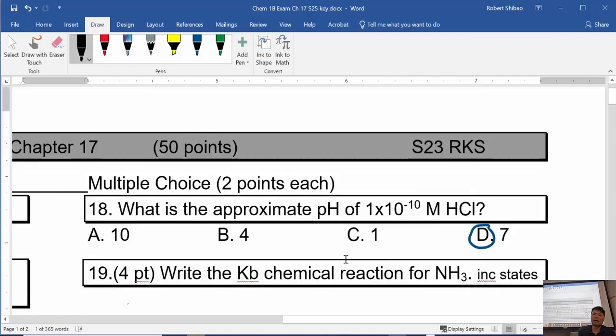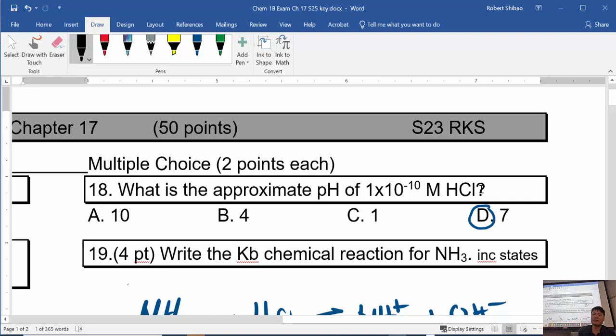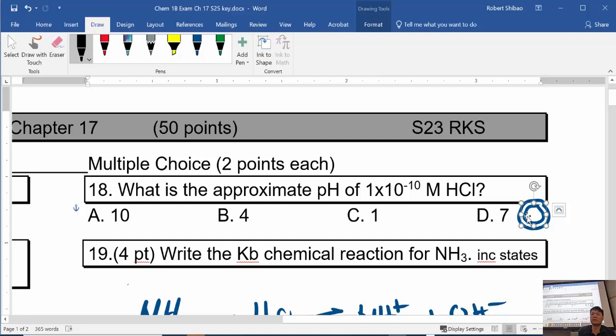What is the approximate pH of 10 to the minus 10 molar HCl? It is so dilute. I said I'd drink it. Does anybody recall? I'd probably drink 10 to the minus 8 molar. Right. It's so dilute, and so the pH is about 7.